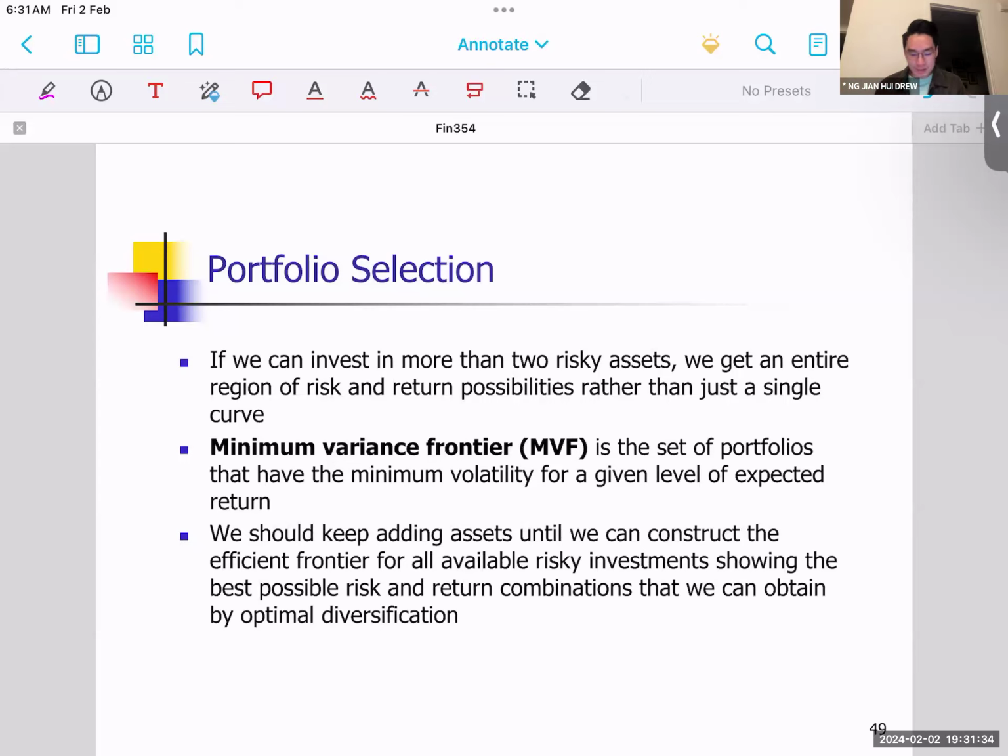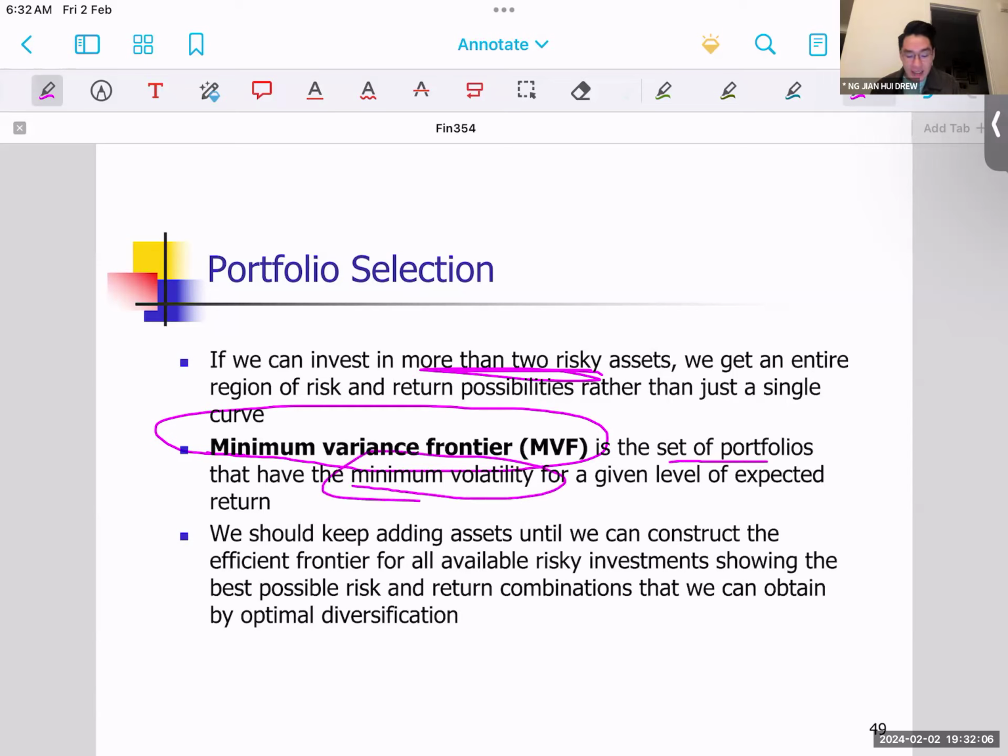Okay, portfolio selection. If we invest in more than two assets, what will happen? Earlier, we only talked about two stocks, but we have more than two assets that we put in a portfolio, which is actually most of the case. What we get is this thing called a minimum variance frontier. We'll see it in the graph, but let's understand what it is first. It is the set of portfolios that have the minimum volatility given a level of return.